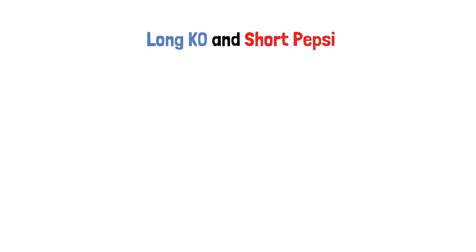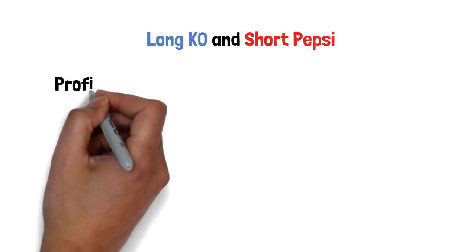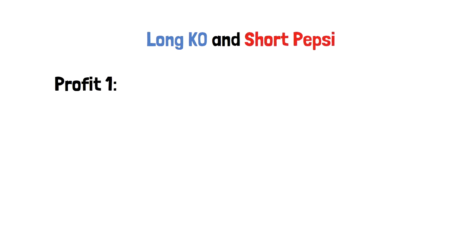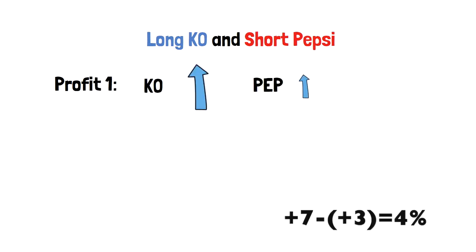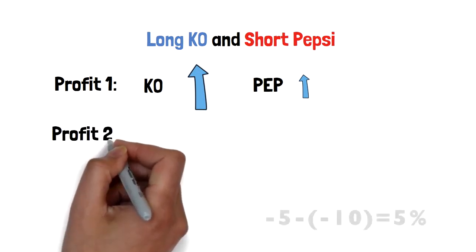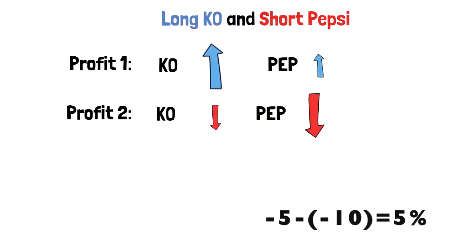So there are multiple profit case scenarios. The first profit case scenario is where the Coca-Cola stock goes crazy up, and the Pepsi stock goes up, but not that crazy. So you'll be making money there. Profit case number 2 is that both of them crash, but the Pepsi stock crashes like crazy, and still you'll be making profit there as well.